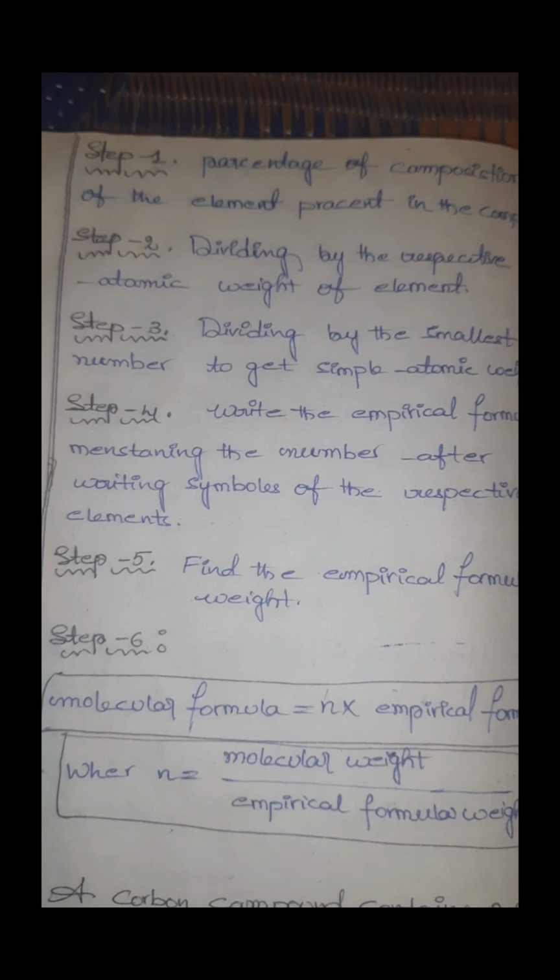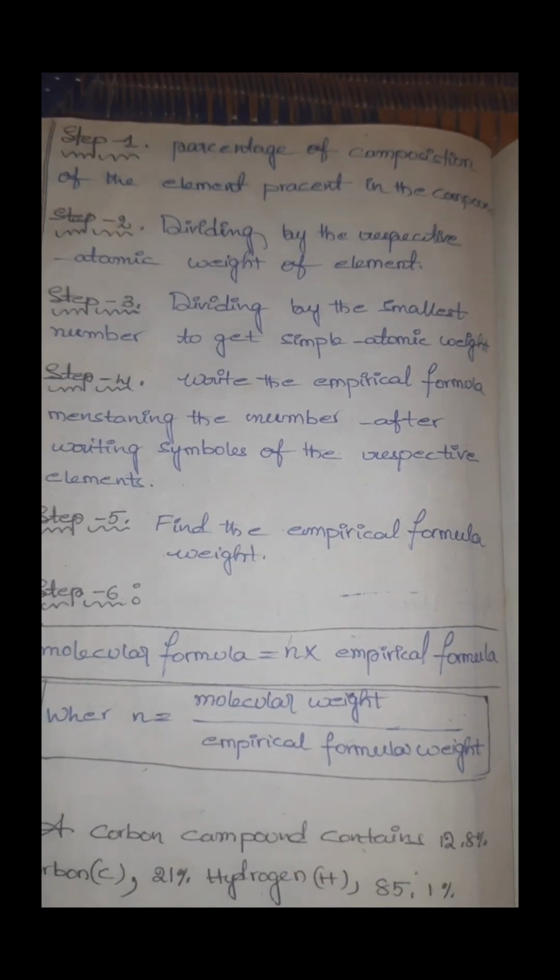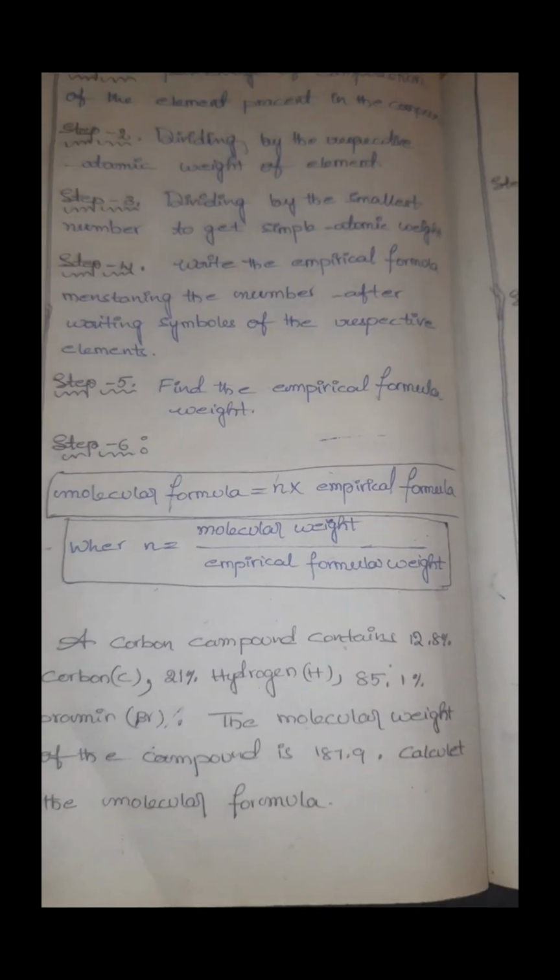Next we are going to take the empirical formula. The simplest formula showing the relative number of moles of each element in 1 mole of the compound is called the empirical formula. So how do we find the empirical formula? The steps are given: step 1, step 2, step 3, step 4, and step 5 also. Find the empirical formula weight. To find the molecular formula, N equals the molecular weight divided by the empirical formula weight.